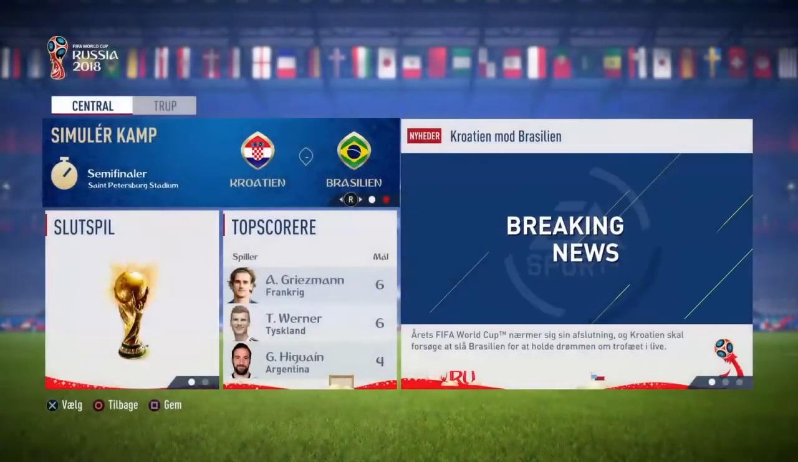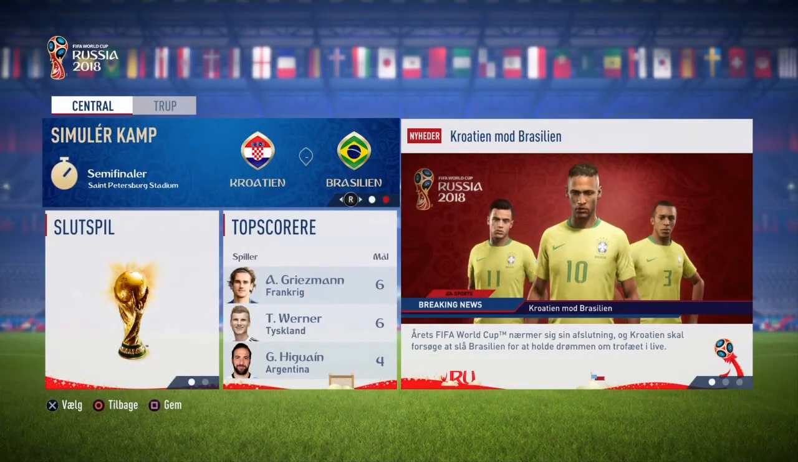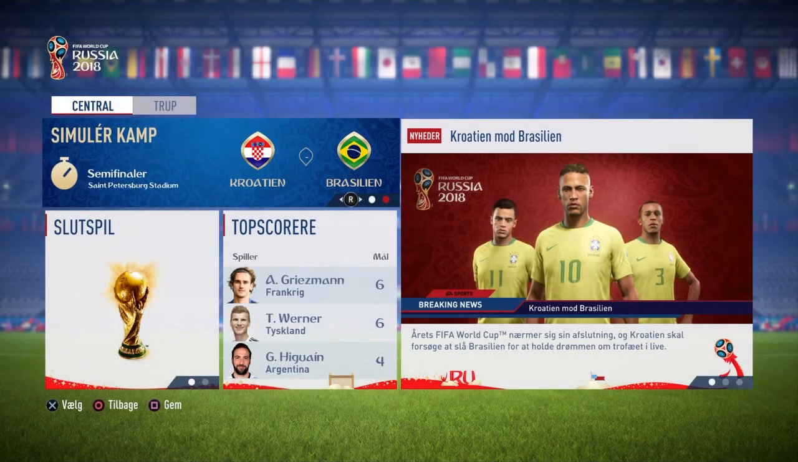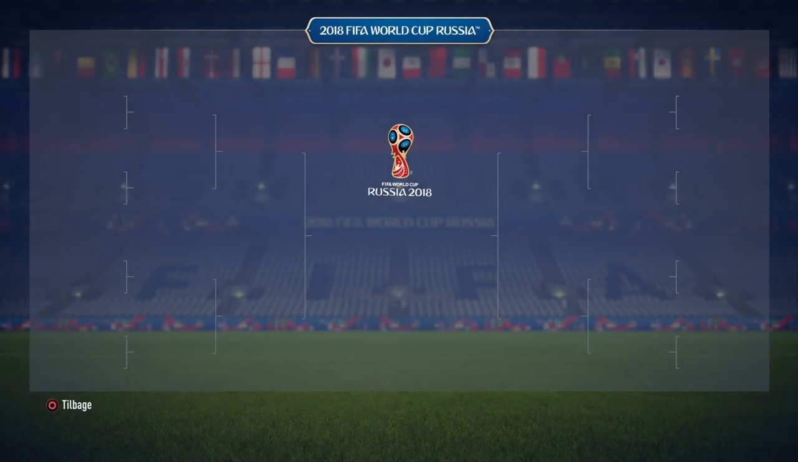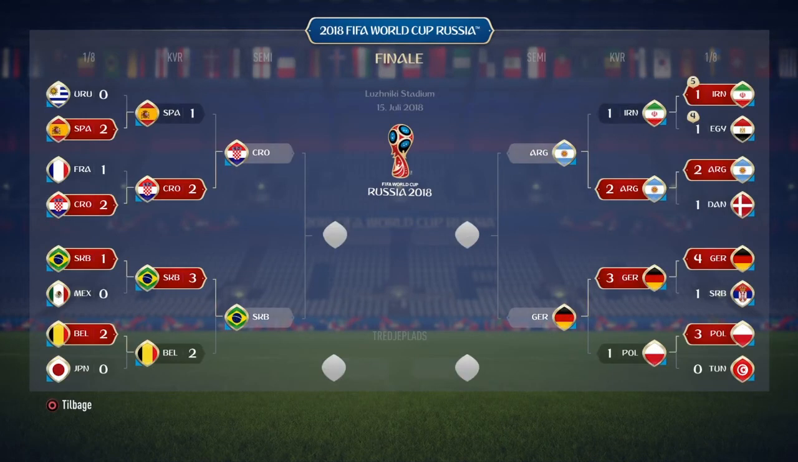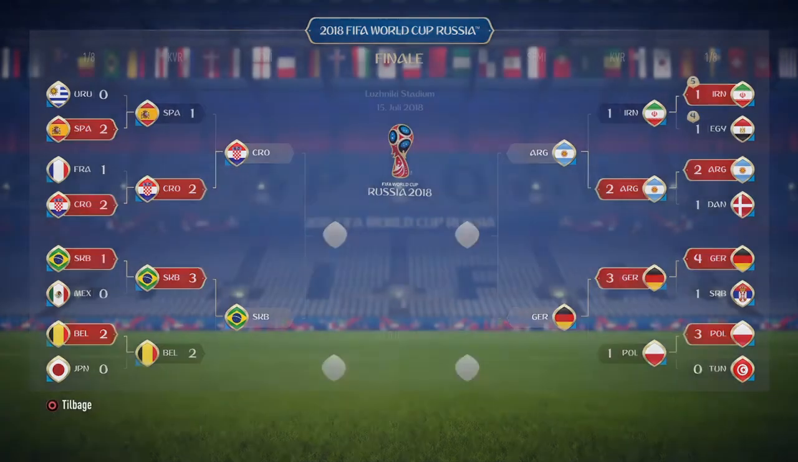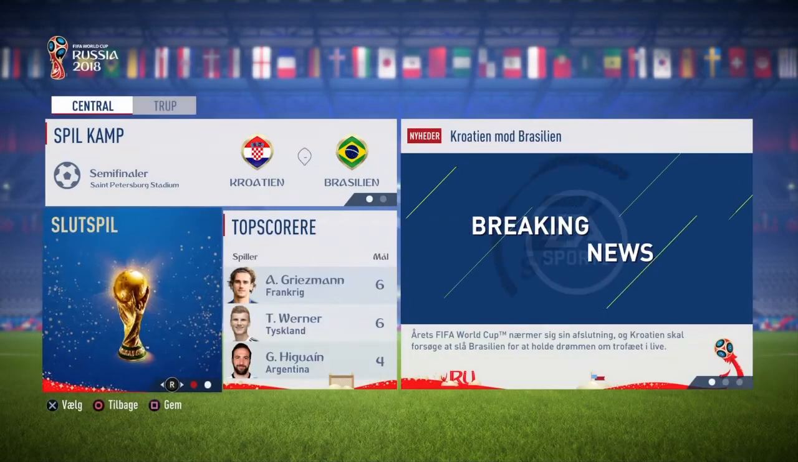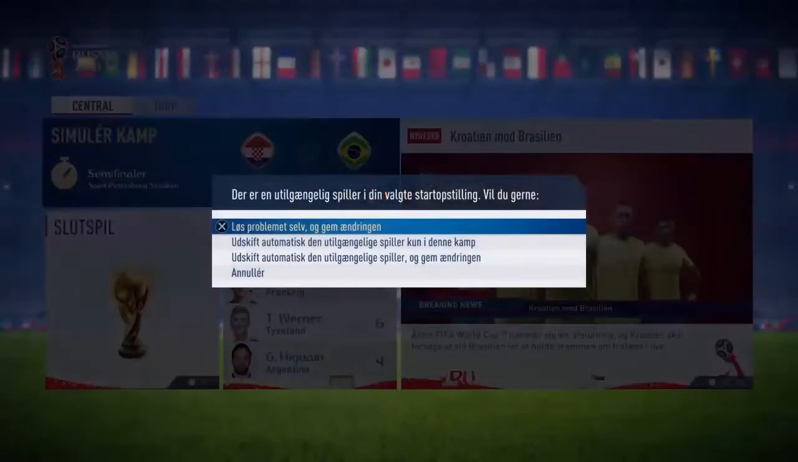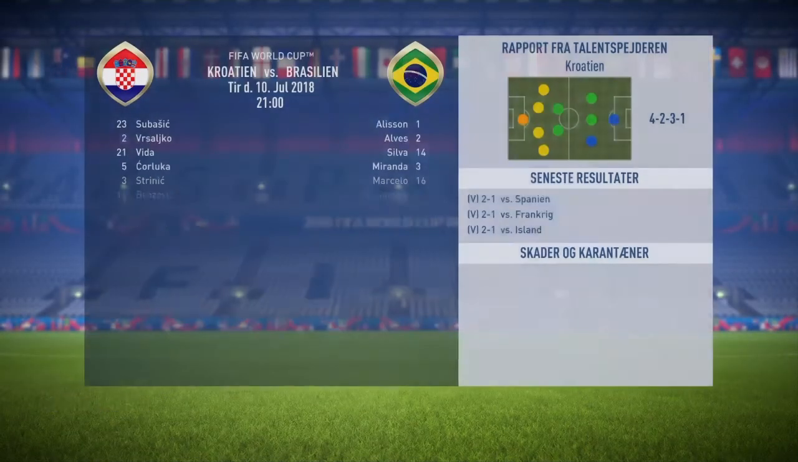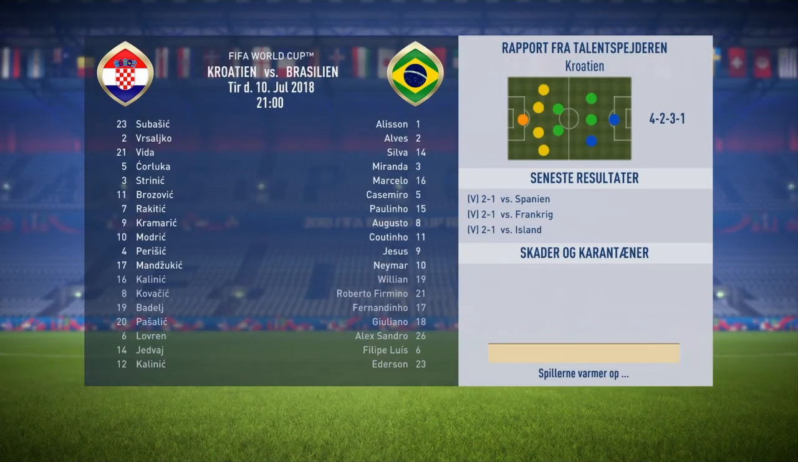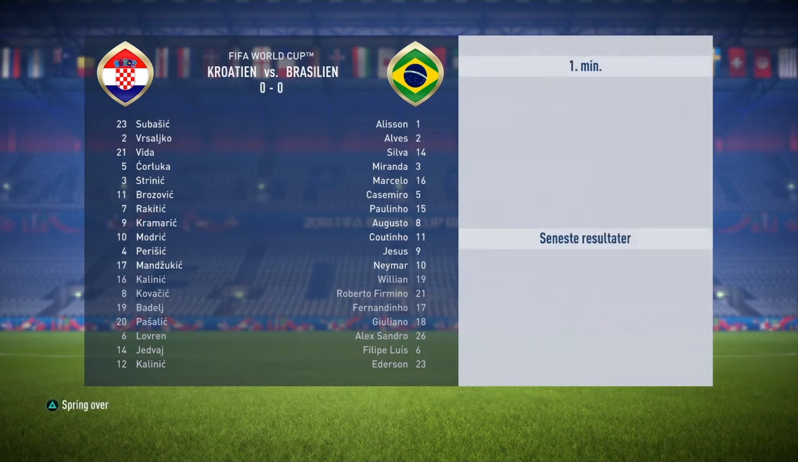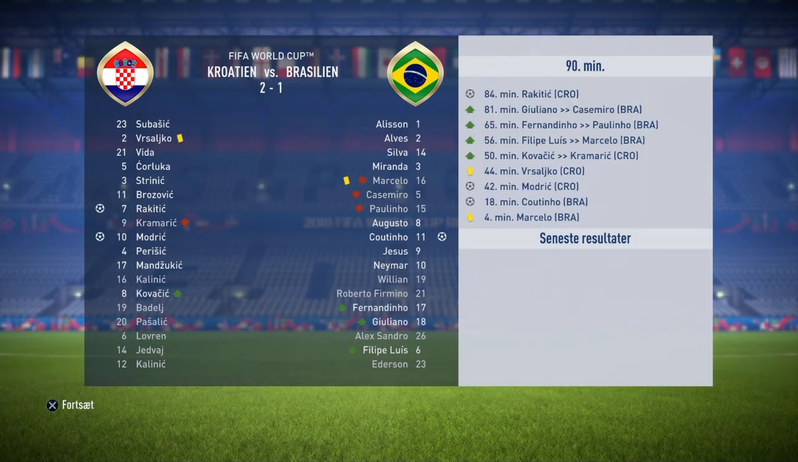So we get a, what do you call it, a rematch of last World Cup's final against Argentina and Germany, but this time in the semi-final. So let's see. First game here, Croatia versus Brazil. Who will go to the final? It will be Croatia. They win 2-1 over Brazil.